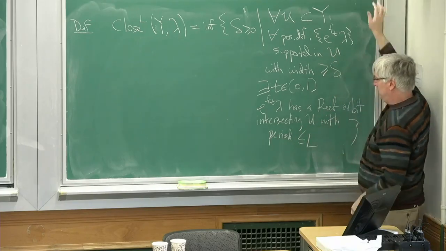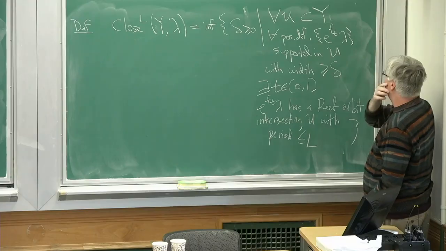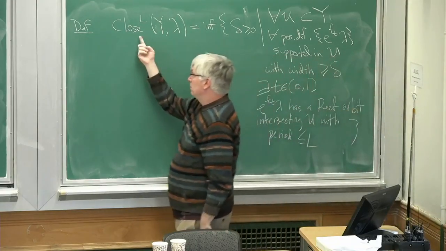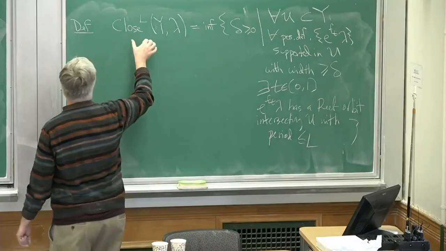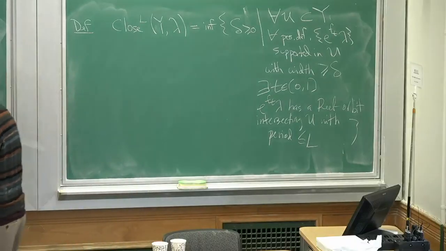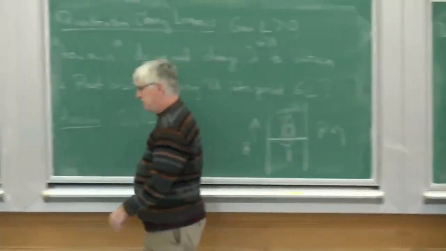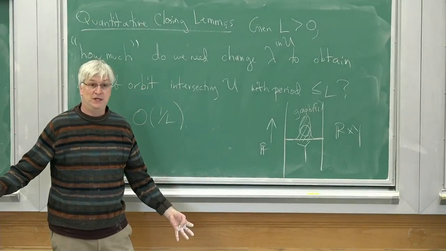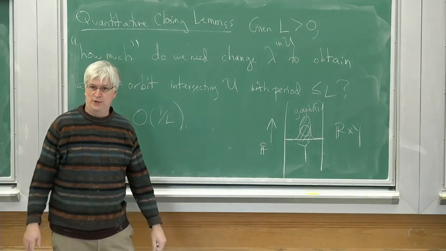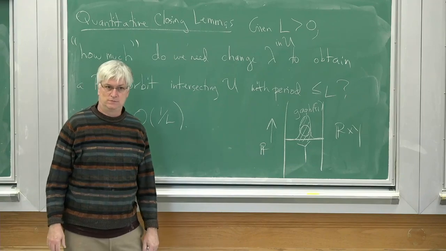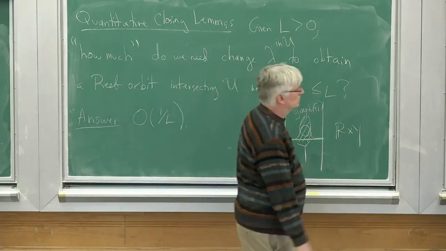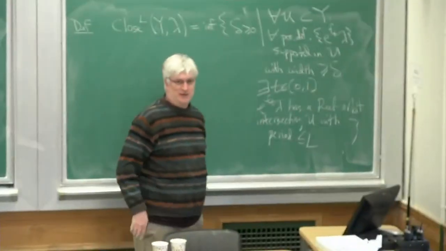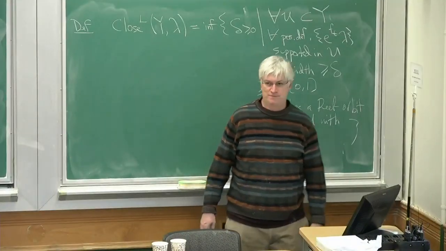So it's kind of a complicated definition. I'm sorry that there's not that much time. But basically, the summary of what this number means is: close L is how much do I have to change the contact form to be guaranteed to create a periodic orbit of period less than L. And maybe this infimum is infinite, and then I sort of wouldn't have anything.